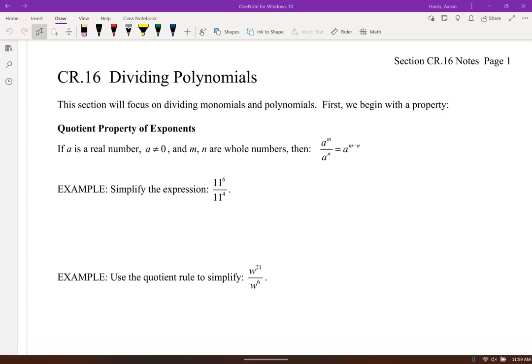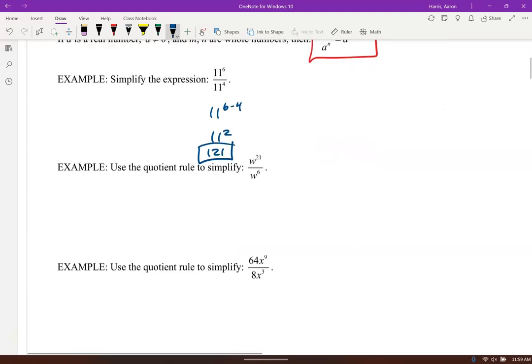If you remember your quotient property of exponents, a to the m over a to the n is a to the m minus n. In other words, if there's 6 11s on top and 4 11s on the bottom, they all cancel, but I'm left with how many 11s and where? 2 on the top, yep. So 11 is 6 minus 4, 11 squared, which is 121. I'm just left with 2 on top.